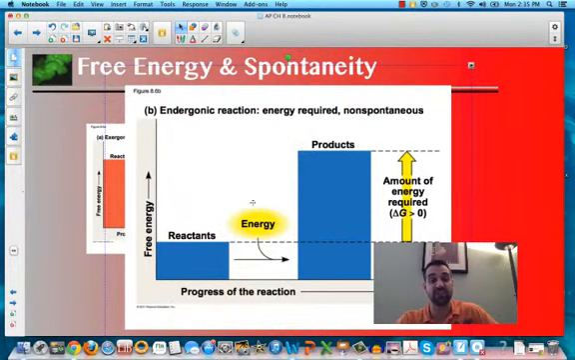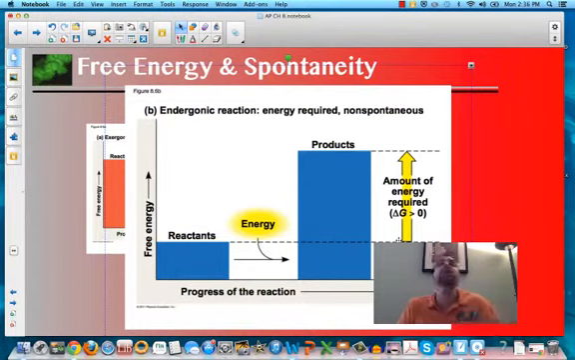So the products have more free energy than the reactants. Thus, this is an endergonic reaction because we end up with a positive delta G. Any endergonic reaction is non-spontaneous because it requires an input of energy. It's not a natural happenstance. To make order is against the laws of thermodynamics. So these endergonic reactions require an input of energy.